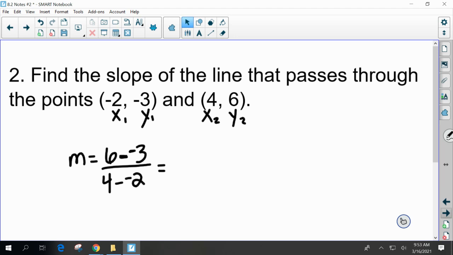Okay, so what happens when you minus a negative? You're adding. So this is really 6 plus 3. So 9 over 6. And then we need to simplify that, but we're not going to make it a mixed number. 3 over 2. So we don't want to make it 1.5. We want to just keep it 3 over 2. Okay.